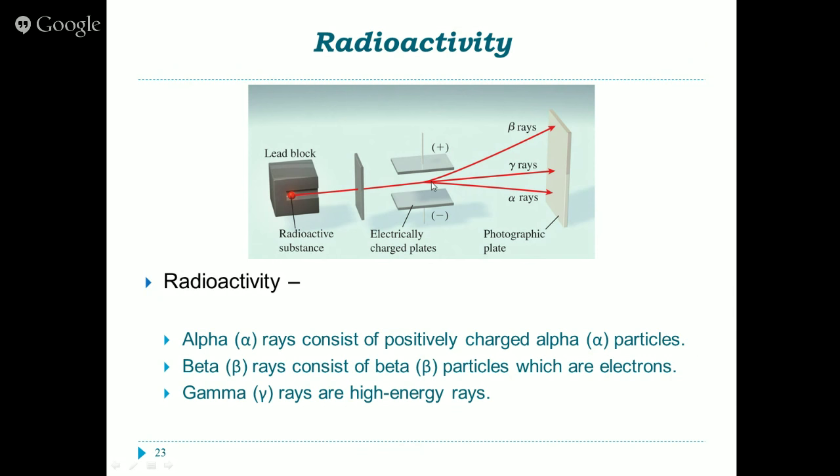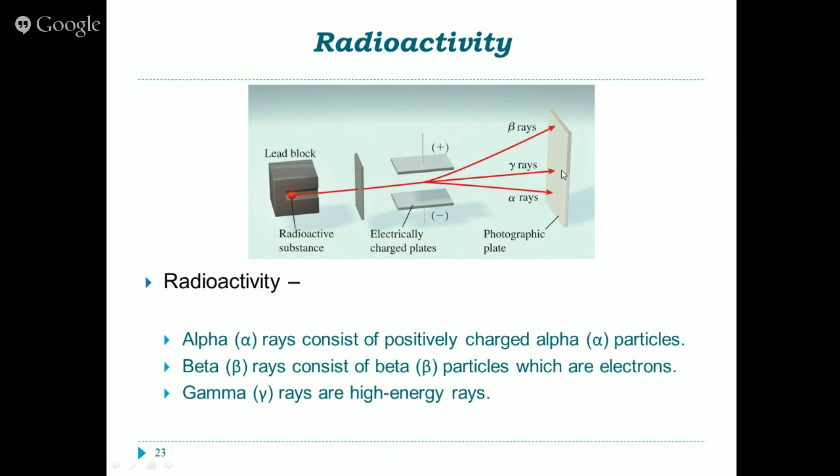First thing, we can look at the alpha particle. Notice there's not much of a deflection, which means that it is heavier than the beta rays. We also noticed that it was going down, i.e. it was attracted to the negative plate, so it must be positively charged.